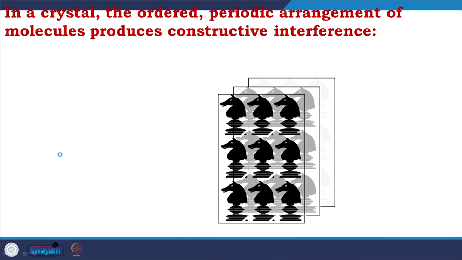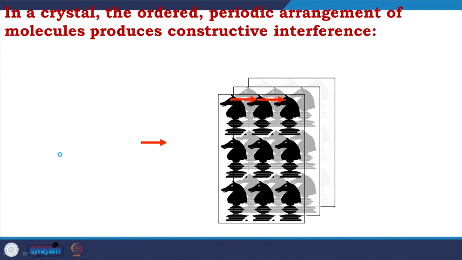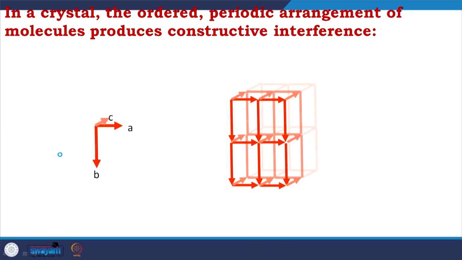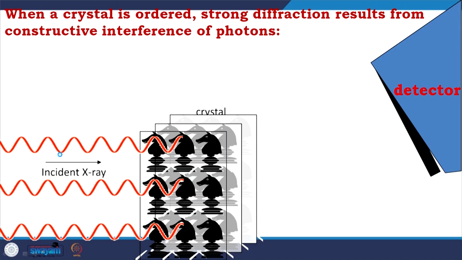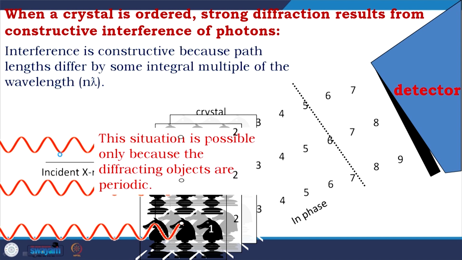In a crystal, the ordered periodic arrangement of the molecules produces constructive interference. I am sure you have knowledge at the 10+2 level about waves. When two waves work together, there might be development of a constructive phase and a destructive phase. It should be constructive to get diffraction. If you look at the pattern closely, you will see how they have developed in all directions the architecture of a 3-dimensional crystal. When a crystal is ordered, strong diffraction results from constructive interference of photons. You see the incident X-ray which hits the crystal. Interference is constructive because path lengths differ by some integral multiple of the wavelength.